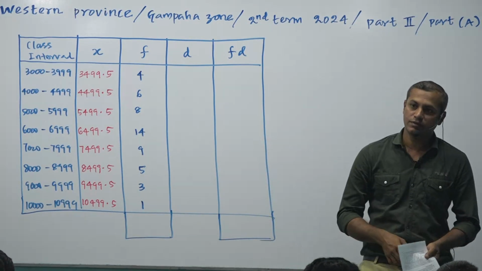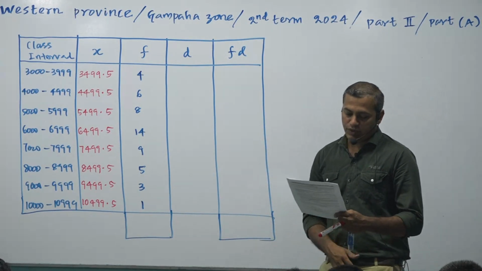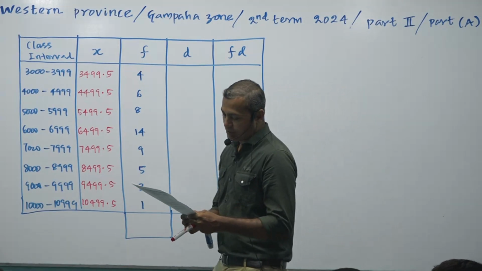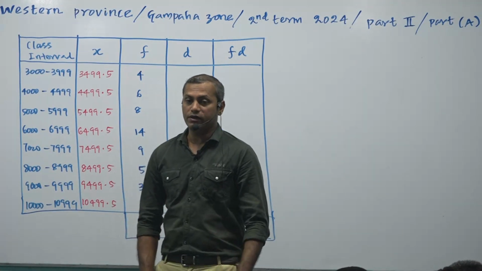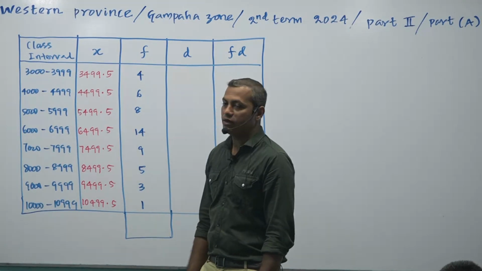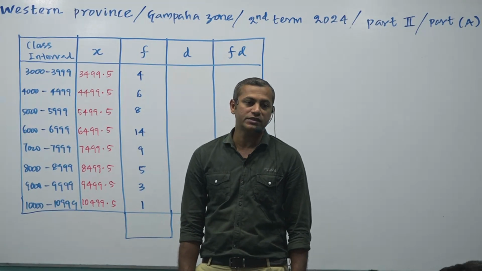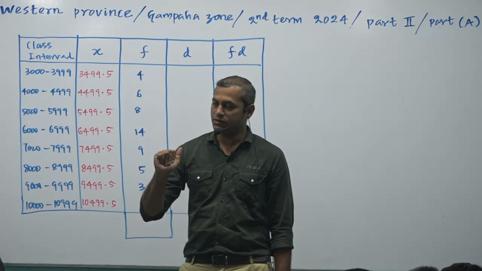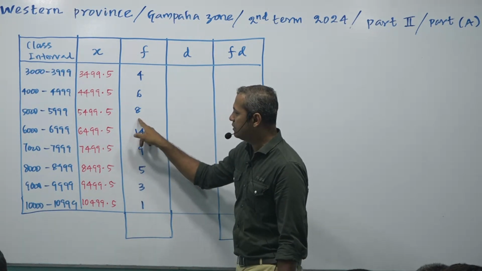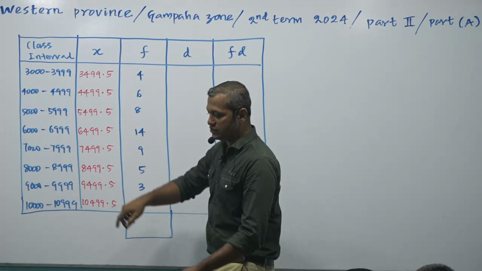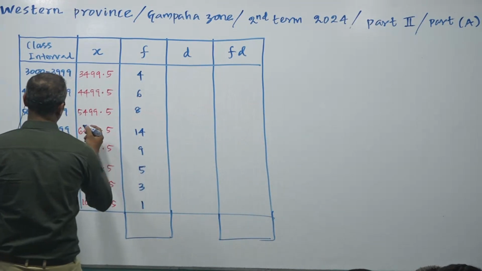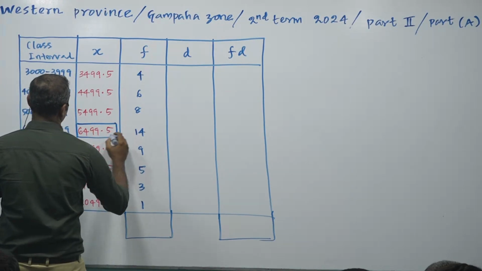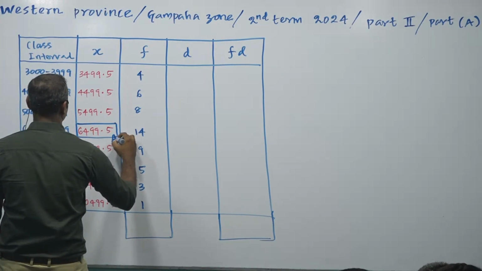Check the values by taking the mid value of the modal class as the assumed mean. Tell me, what is the modal class? How to identify the modal class? The class interval which has the highest frequency. So the highest frequency is 14. So the mid value of the modal class is this. This is the assumed mean.